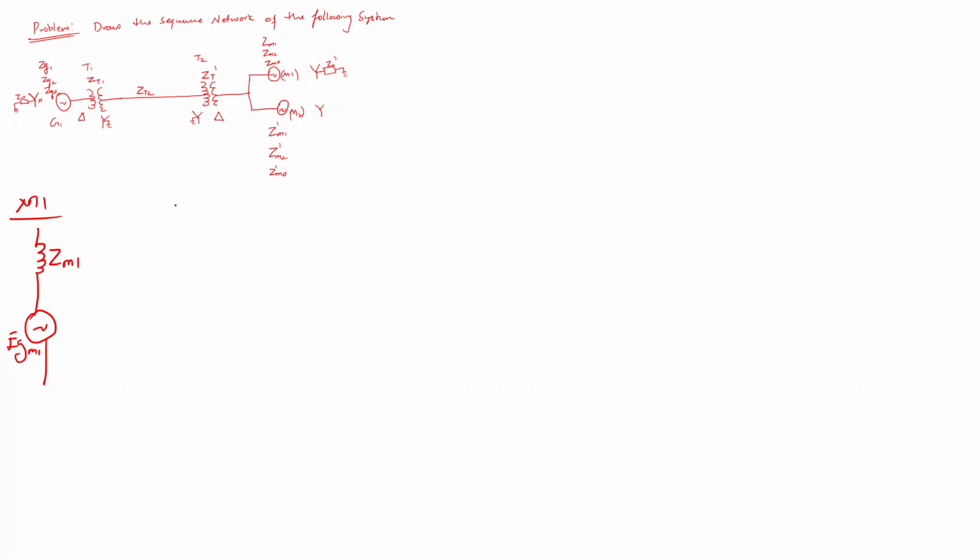So similarly for M2 we can connect ZM2, okay, ZM2 and then EGM2. So this is for M1 and M2. Now we have come across generator, transformer T1, transmission line, transformer T2, and then motor 1 and motor 2. So this is for positive sequence. How to draw together? All these individual elements need to be drawn together to get the positive sequence.